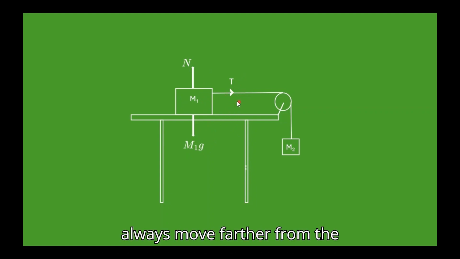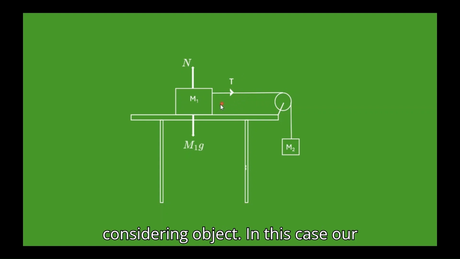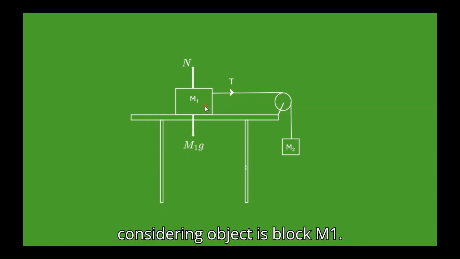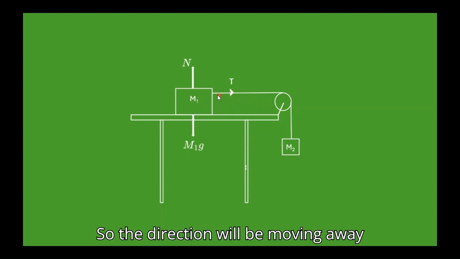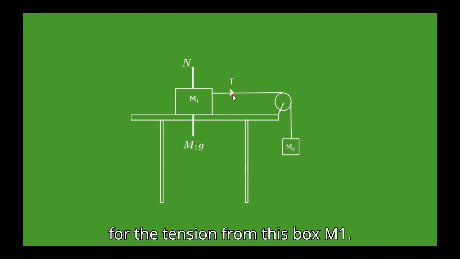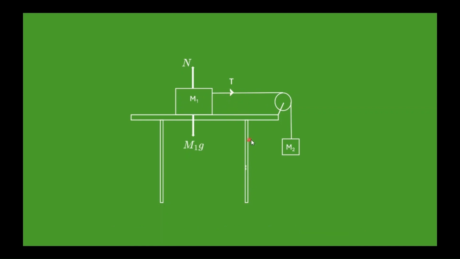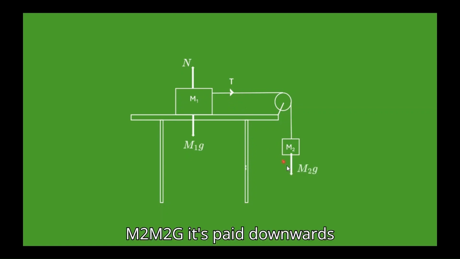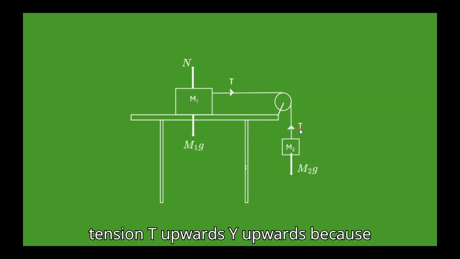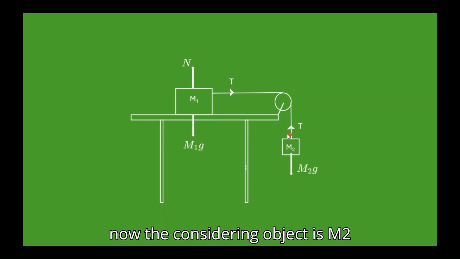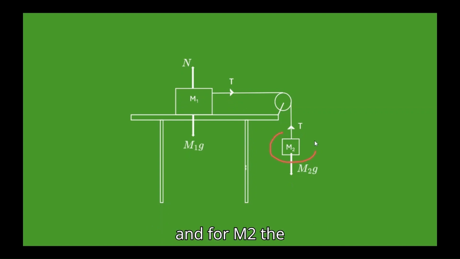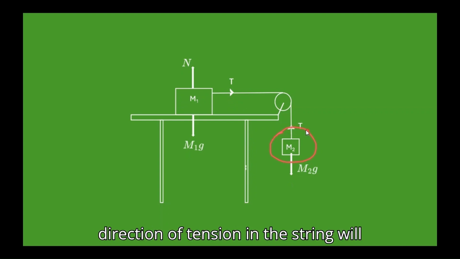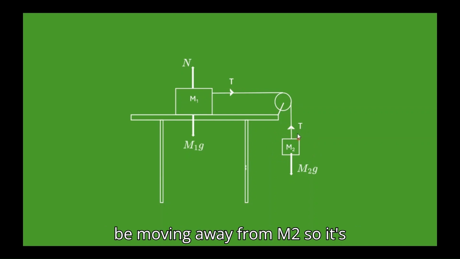always moving away from the considered object. In this case, our considered object is block m1. So the direction of the tension will be moving away from this box m1. Now, for m2, m2g is its weight downwards, and tension T upwards, because now the considered object is m2. For m2, the direction of tension in the string will be moving away from m2, so it's upwards.